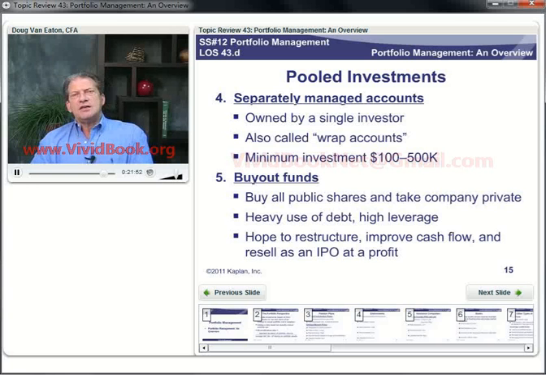Now the idea here is to restructure it, improve the cash flow, often redo the incentive structures to properly motivate management to grow this company, grow its cash flow, very often pay down debt over a period of time, and then resell the equity as an initial public offering at some point and make a lot of money on the deal. At least that's the idea.